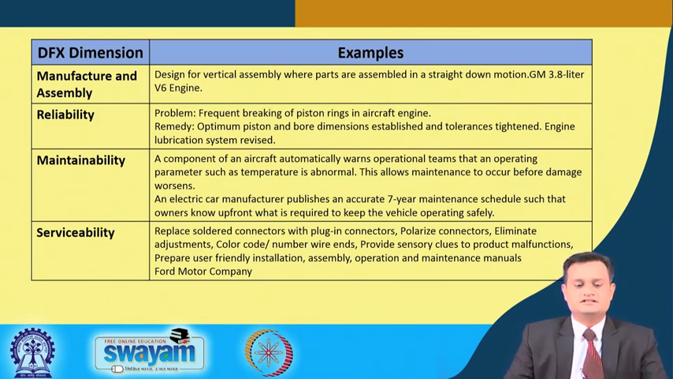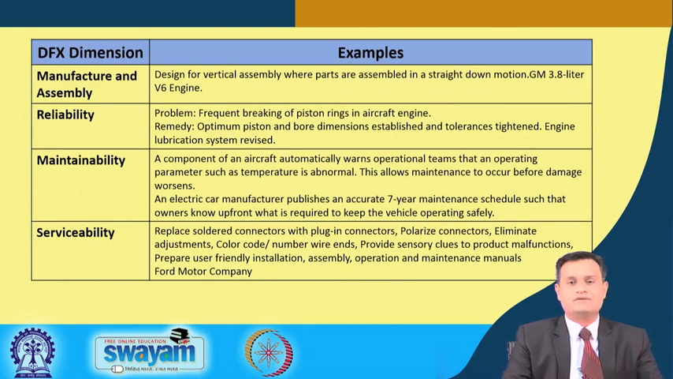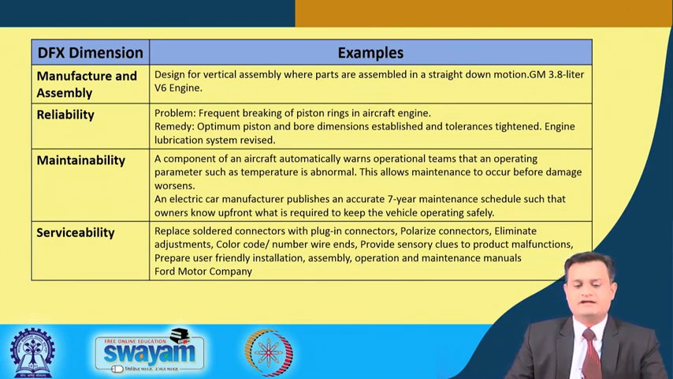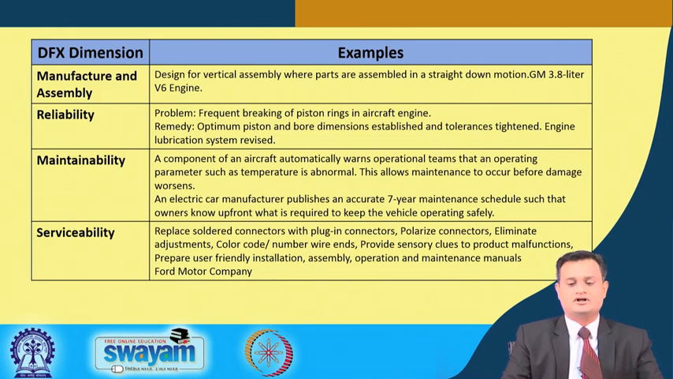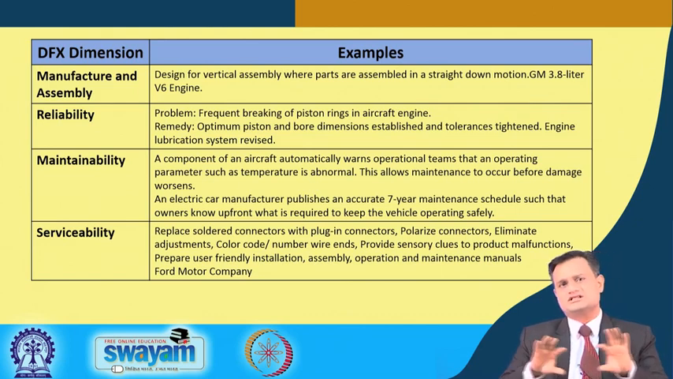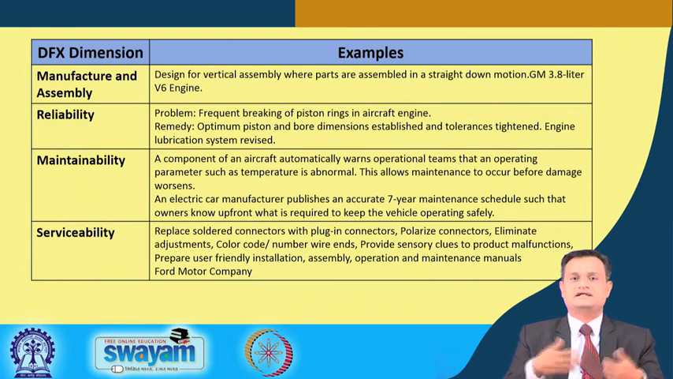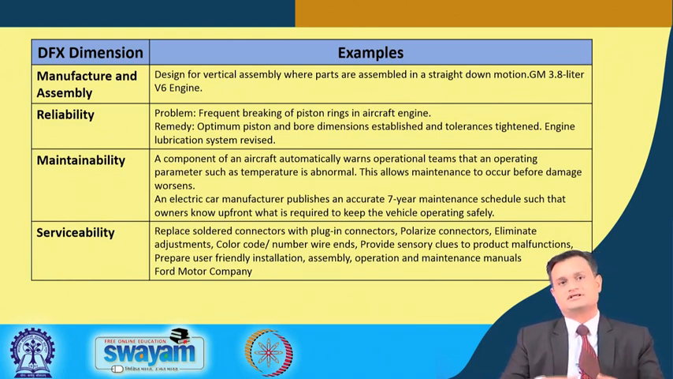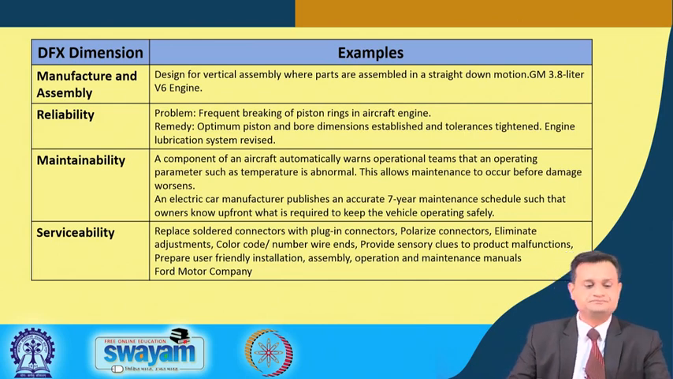Reliability: the problem was frequent breaking of piston rings in an aircraft engine. So the reliability is questionable. The remedy was that optimum piston and bore dimensions were established and tolerances were tightened, and the engine lubrication system was revised. So this is just one example where they revised the tolerances and worked on the bore dimensions, and the reliability got improved.